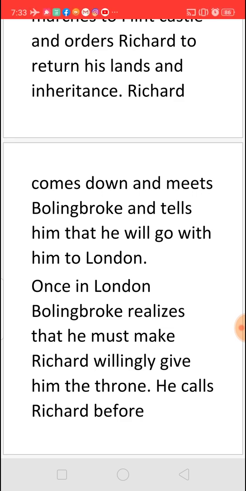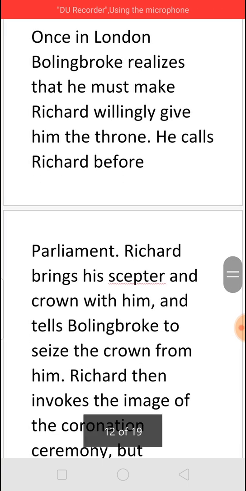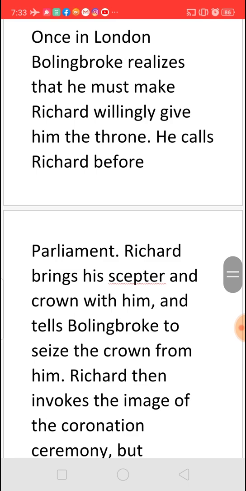But on the way itself, everyone knows that Richard II is actually a very good person, and Bolingbroke particularly knows that people love him a lot, and there is always loyalty towards the throne. That is, whoever is the king, the people will be faithful to them. And so he realizes that unless Richard II himself voluntarily, willingly gives the throne to Bolingbroke, he will not be able to become the king of England. So he wants that to happen. And so he calls Richard to come to the parliament.